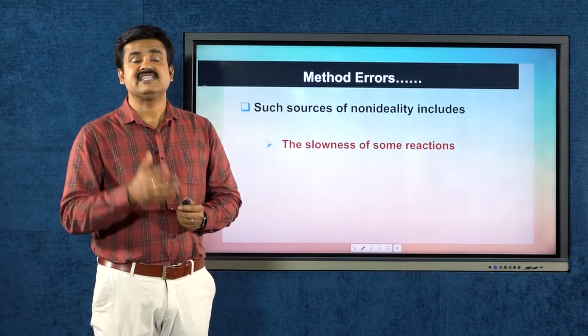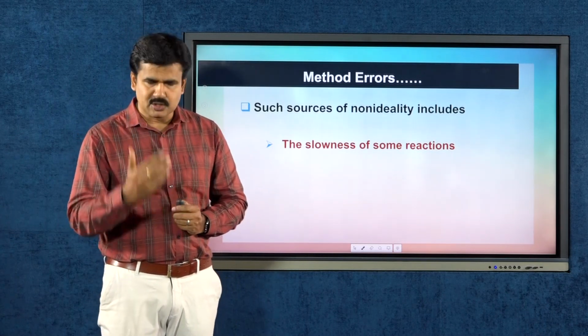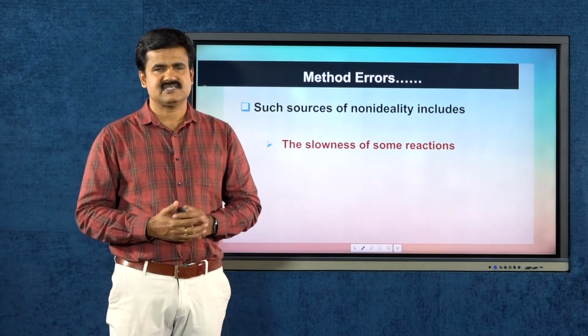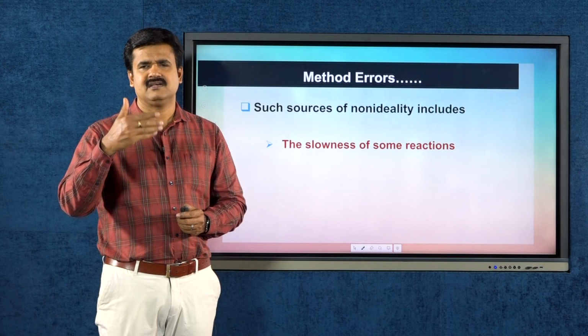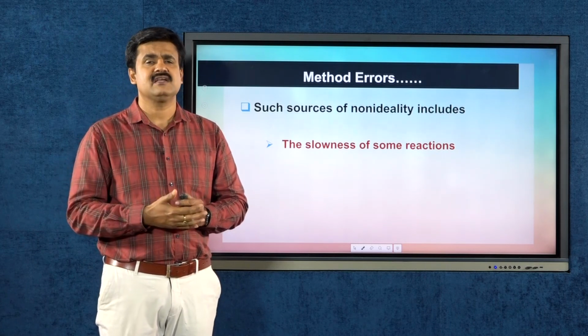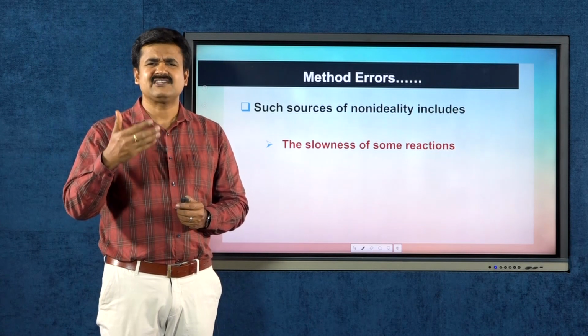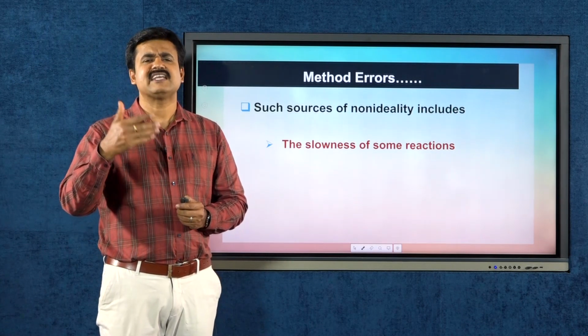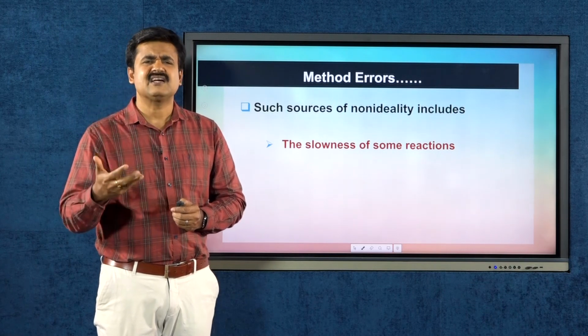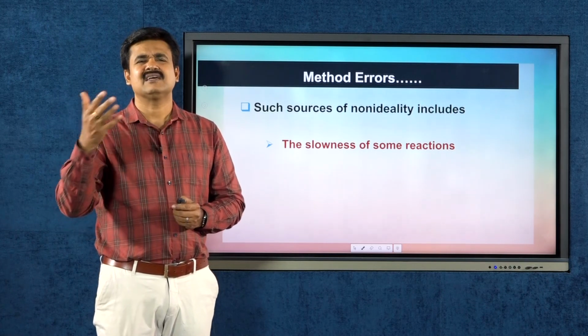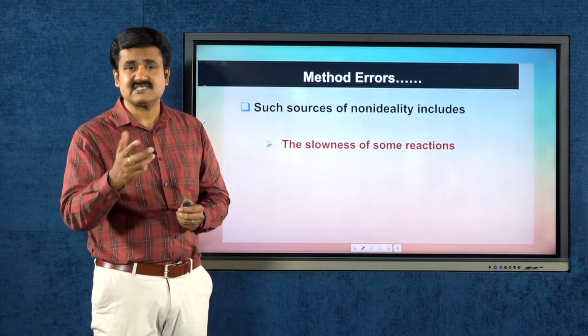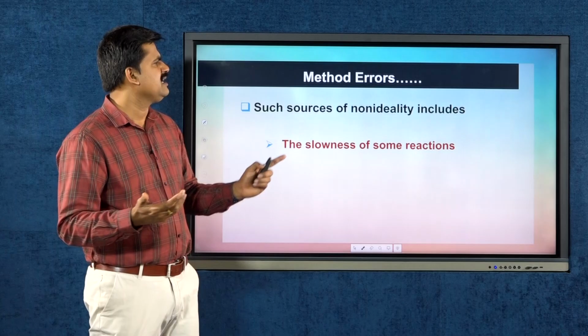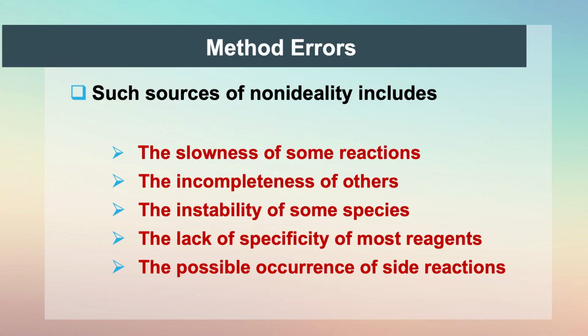Such non-ideality that may lead to method errors includes the slowness of some reactions. Whenever we are measuring some rate of the reaction or some data associated with some reaction, if a reaction is abnormally slow, the result may be erroneous. So, the slowness of some selected reactions is a non-ideality. Next one, the incompleteness of some other reactions. Certain reactions will not complete, so those reactions may lead to method errors.